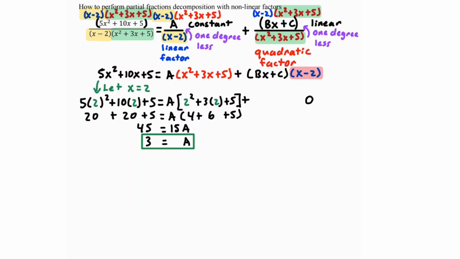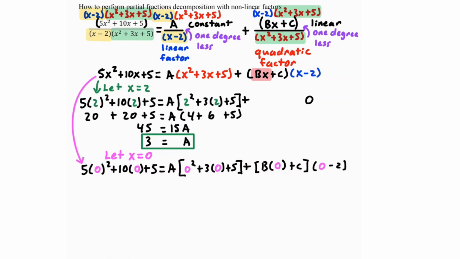So we've solved successfully for a. Now we just need b and c. But if we look at this, we have x minus 2 factors, and there's no other x value we can choose that will get rid of both, like a and b or a and c. But we notice there's a bx, so let's choose a nice x value that will make this nice: let's let x equal 0. We'll substitute in, simplify it, and we get 5 equals a times 5 plus 0 plus c, the whole thing times negative 2.